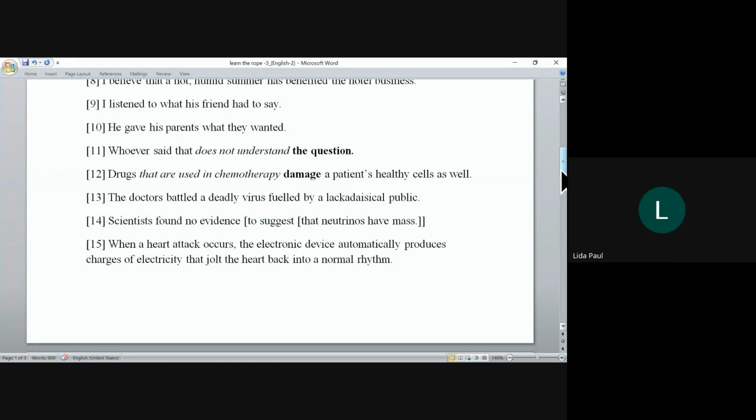Correct. And what is that? Drugs that are used in chemotherapy, noun clause. That are used in chemotherapy is what kind of subordinate clause? Noun clause, ma'am. Noun clause? Sorry, adjective. Adjectival, right? Yes, ma'am. It's providing additional information about the drugs. Correct. So that part is giving you additional information about drugs, which is a noun. So drugs, what kind of drugs? Drugs that are used in chemotherapy, right? So that are used in chemotherapy is your adjectival clause, okay?